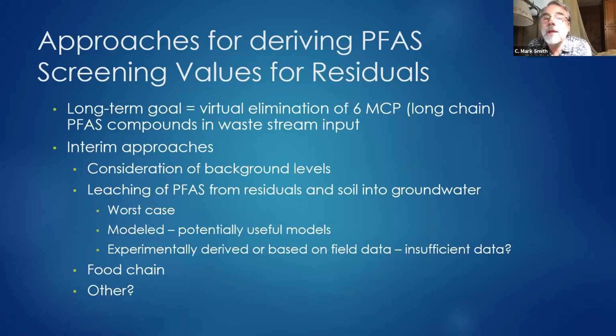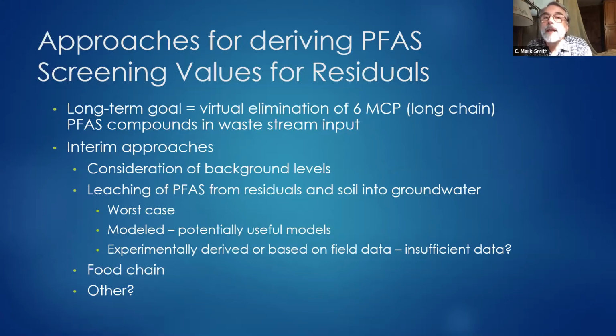And we certainly will have to deal with legacy contamination from prior, more extensive use of these compounds. In the interim, we need to have some approaches for addressing the reuse of residuals and other similar types of materials. The approaches that we're considering involve looking at background levels and establishing screening levels that are based upon those background levels to some extent.